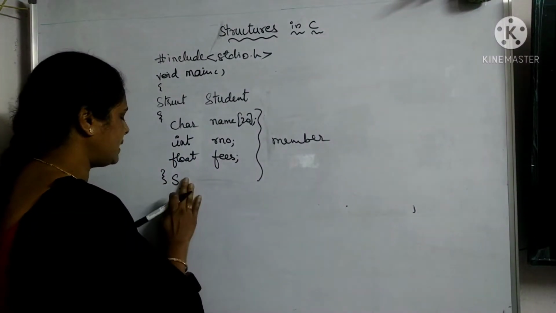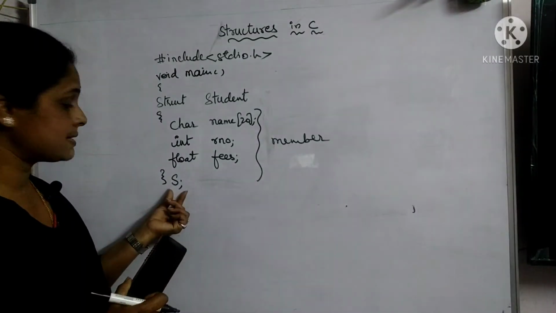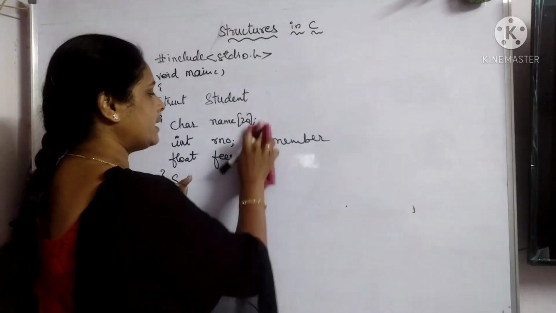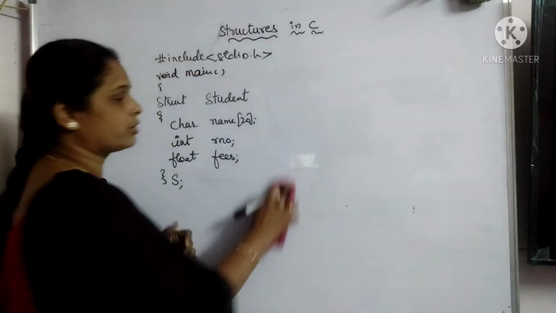So to make it simple, let us take only s here. I am putting a semicolon here. Okay. Now, this is one more method to create a variable or declare a variable for this structure.